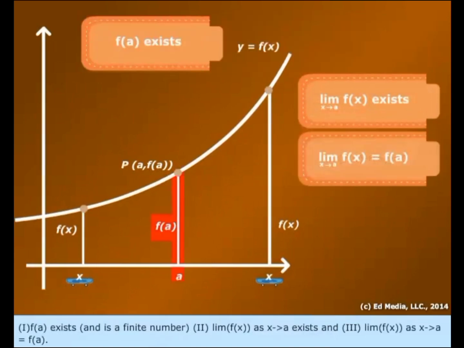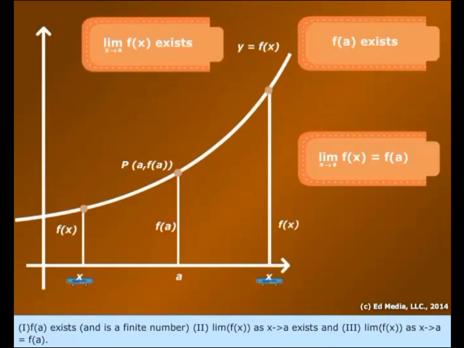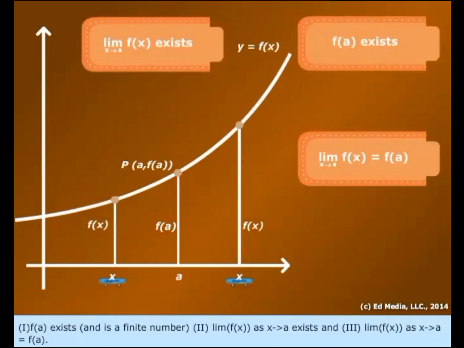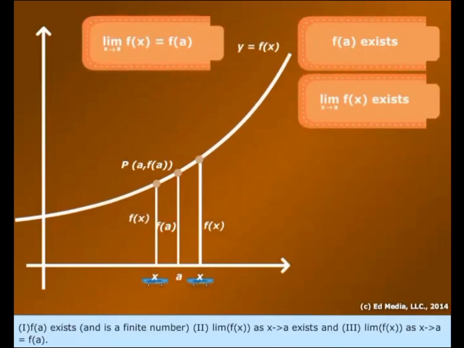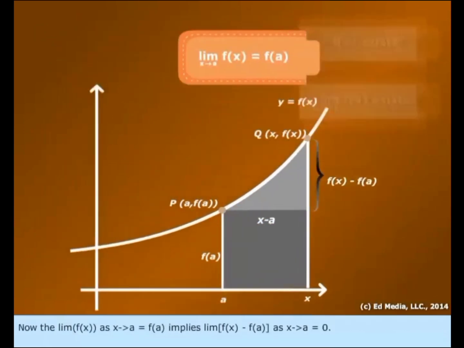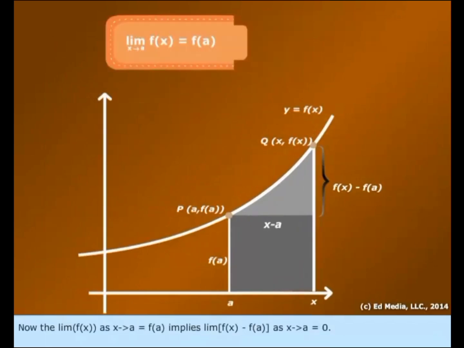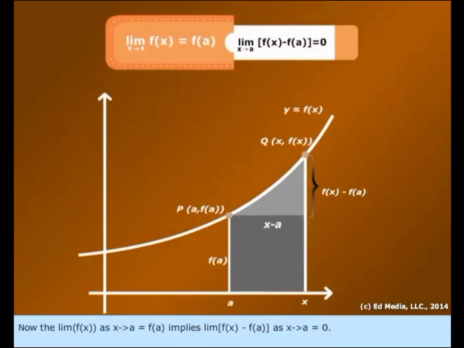A function f of x is continuous at x equals a if three conditions are satisfied. f of a exists and is a finite number. The limit of f of x as x approaches a exists, and the limit of f of x as x approaches a equals f of a. Now, the limit of f of x as x approaches a equals f of a implies that the limit of f of x minus f of a as x approaches a equals 0.